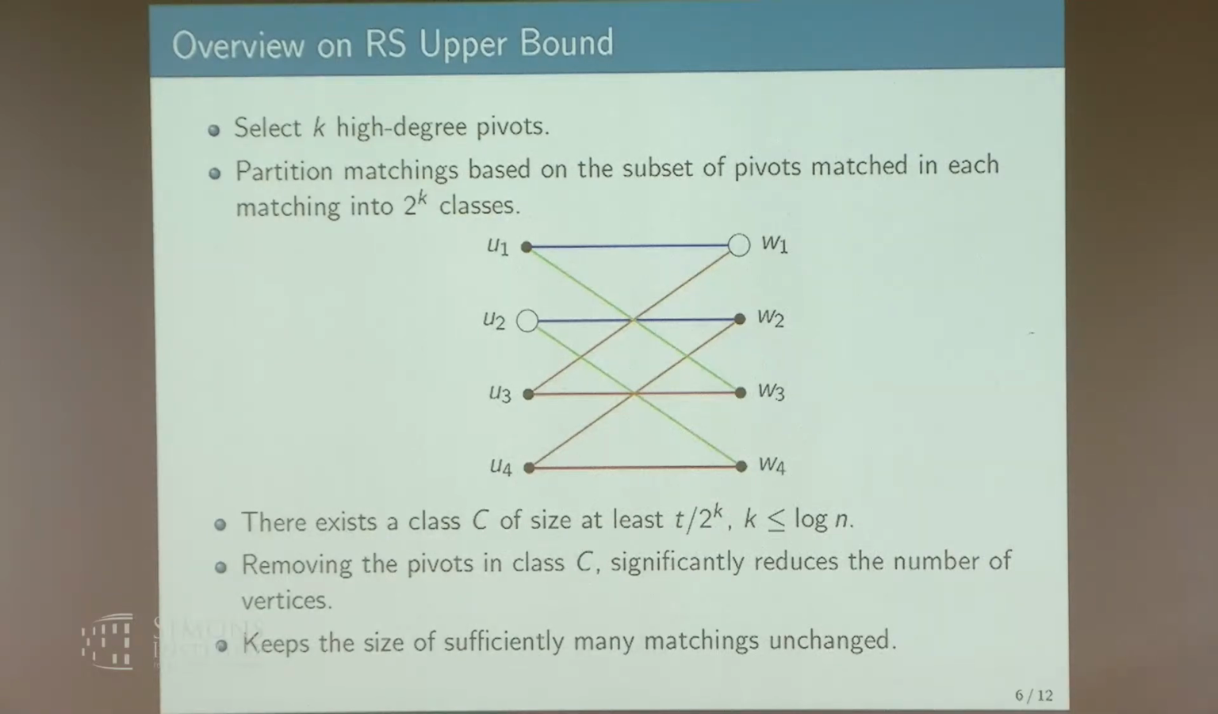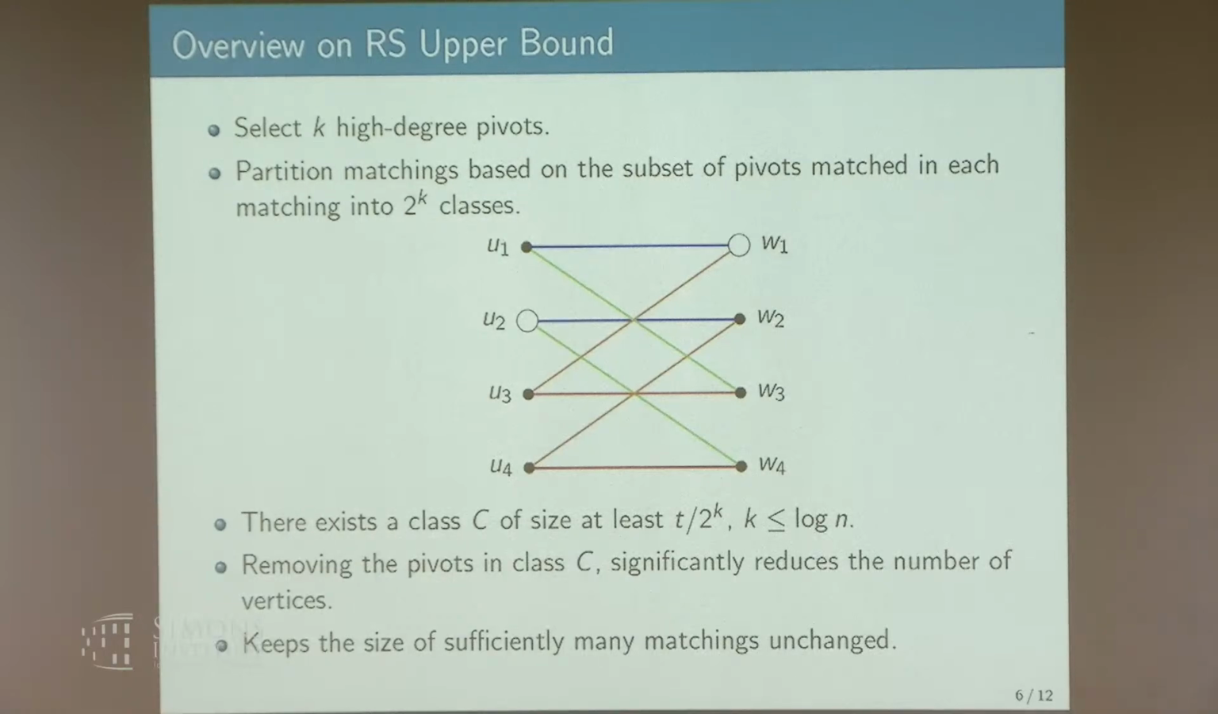And now we have a class that contains a lot of matchings, but the pivots that they use are a fixed subset. So if we remove the pivots in this class, this would do the thing that we wanted. This would reduce the number of vertices, and that would only hurt the matchings a little bit. So this is what we want to establish here.